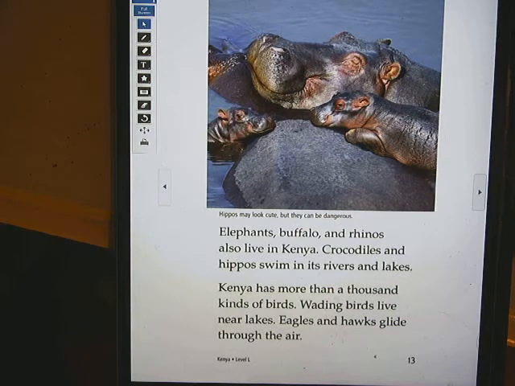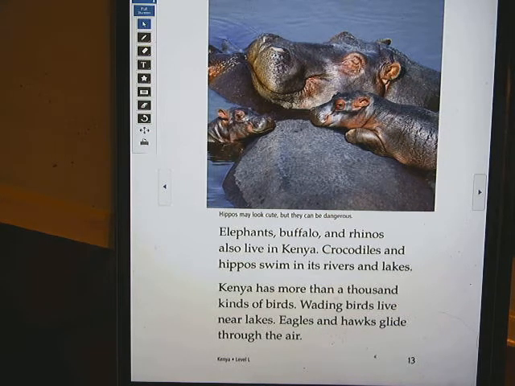How many groups of 100 are in 1,000? Do you guys know how many groups of 100 are in 1,000? Think about that. Tell an adult. If you said 10 groups of 100 equal 1,000, you're absolutely correct. So they have thousands of different kinds of birds. And then they also have wading birds living near lakes.